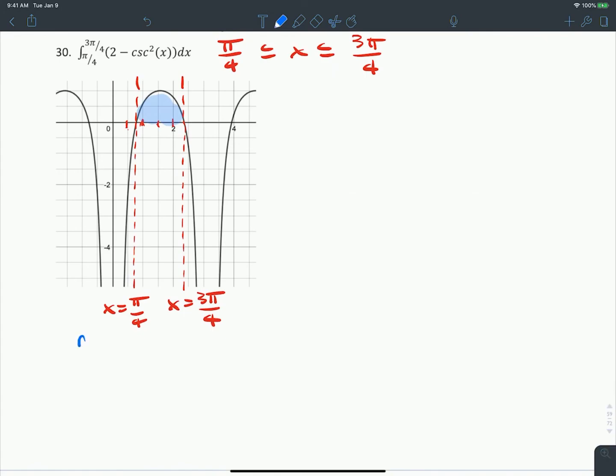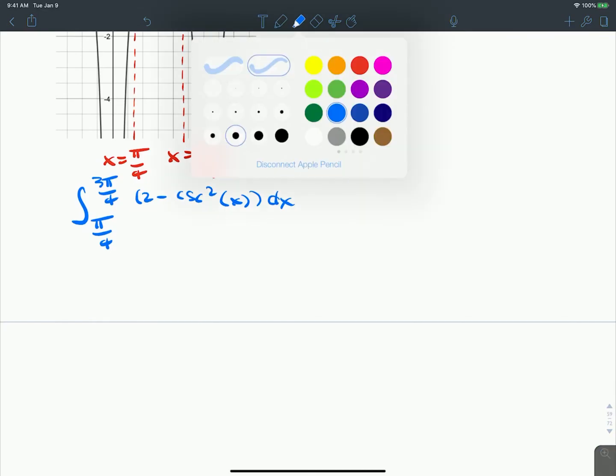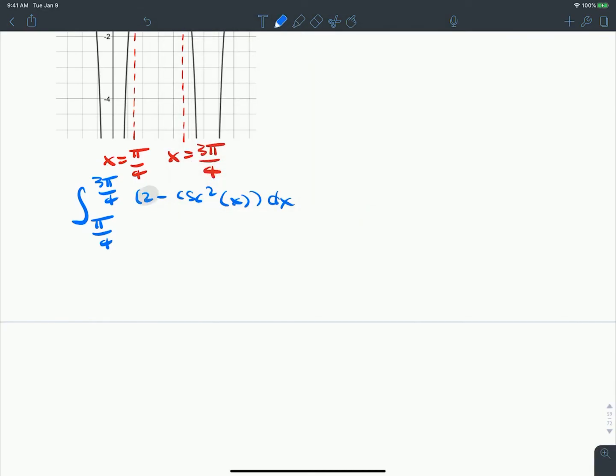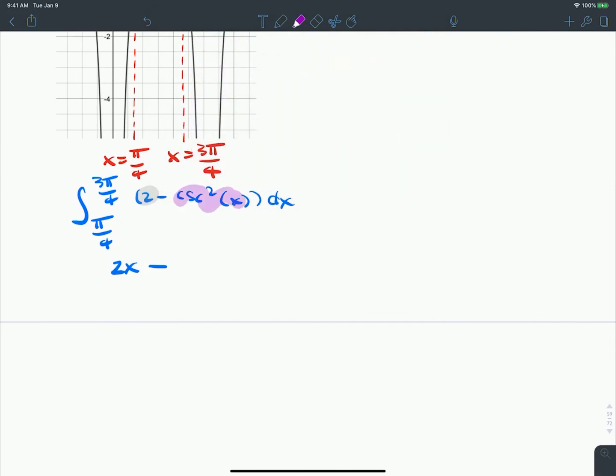All right, that looks like kind of what they want us to do here. So when we integrate from pi over 4 to 3 pi over 4, 2 minus cosecant squared x dx, we need the antiderivative. Now the antiderivative of the first function here, 2, is going to be 2x minus. We need the antiderivative function now for cosecant squared. Now remember, the derivative of sine is cosine. The derivative of cosine is minus sine. The derivative of secant is secant tangent.